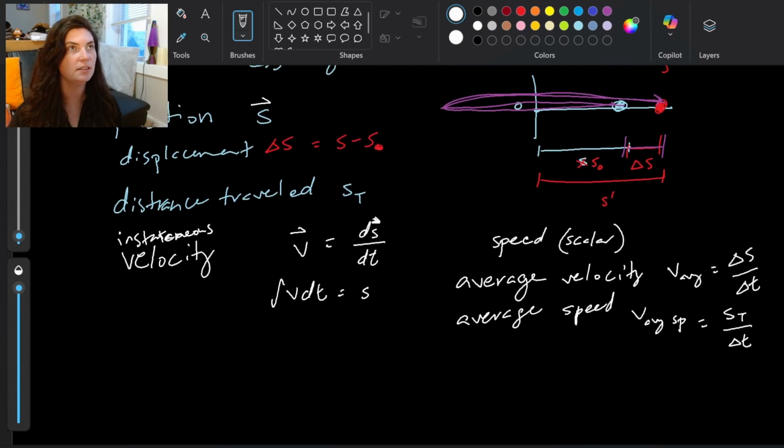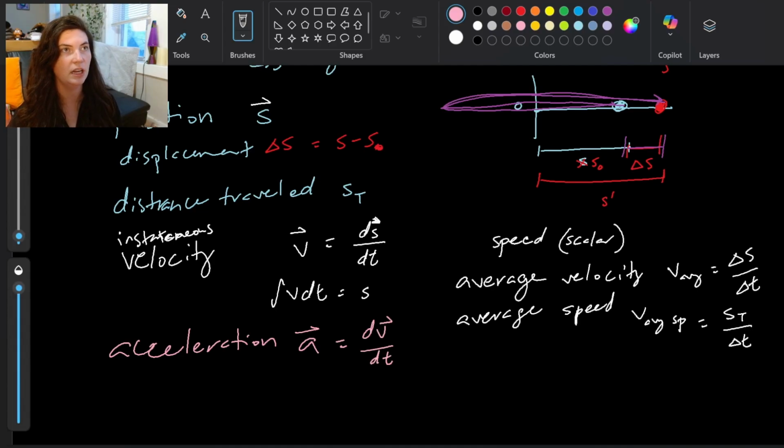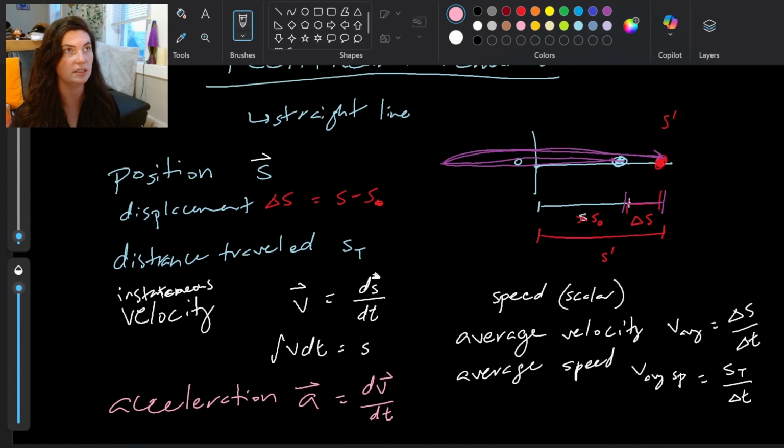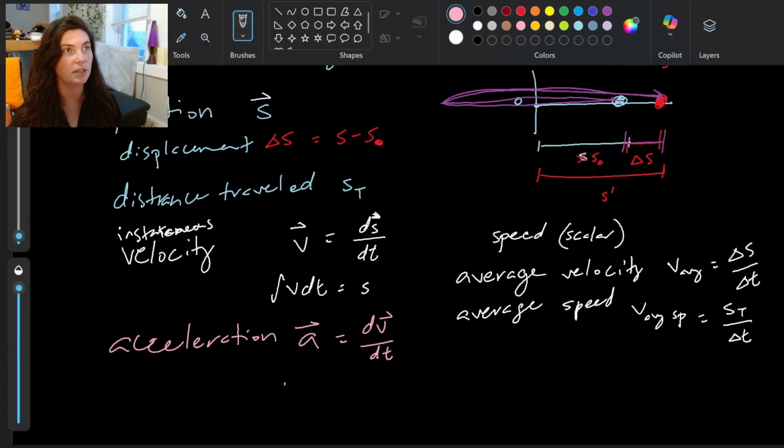And then finally, the last relationship we have here is going to be between velocity and acceleration. So if we remember back to physics or calculus, acceleration is just the derivative of velocity, right? So our acceleration, again a vector, is the derivative of velocity with respect to time. And that with respect to time is really important. The time relationship between all of these things is really, really important. When we integrate this acceleration with respect to time, we can get back to our velocity.